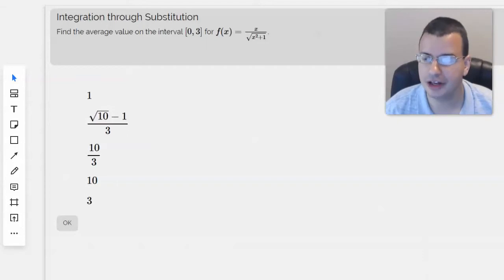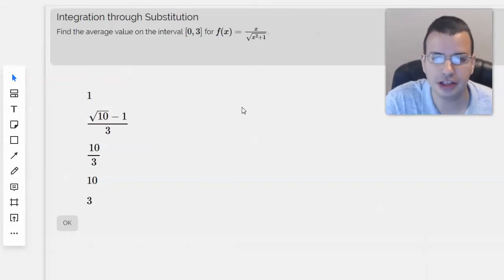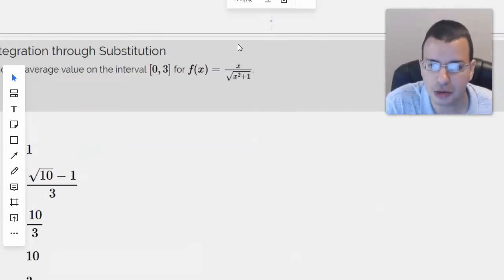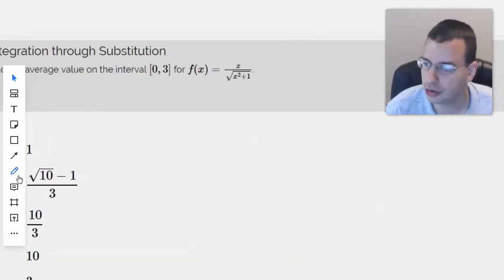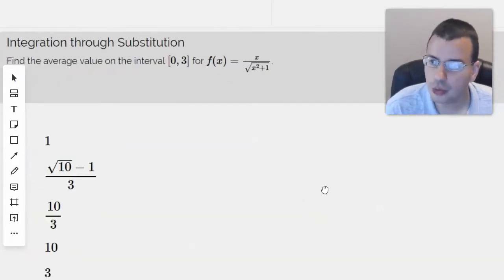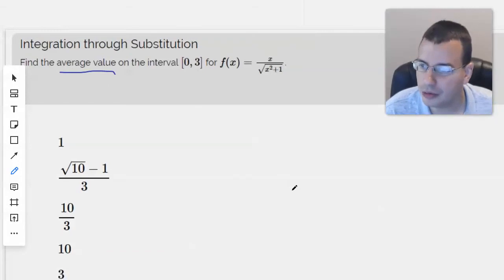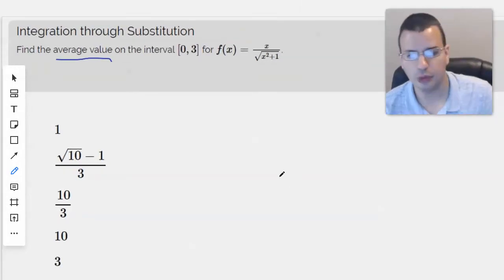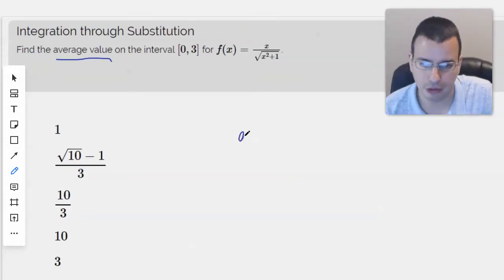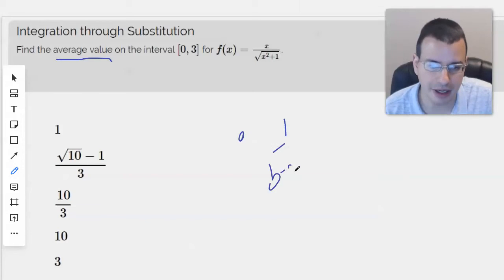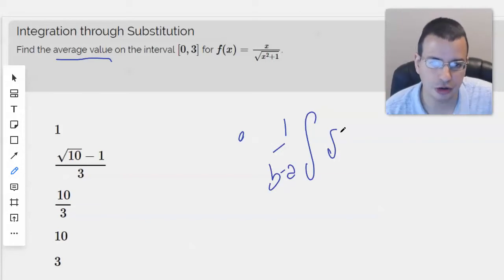Find the average value on the interval 0 to 3 inclusive for f of x equals x over the square root of x squared plus 1. Okay, so average value. Let's start with the formula: 1 over b minus a, integral of f of x dx, from a to b.